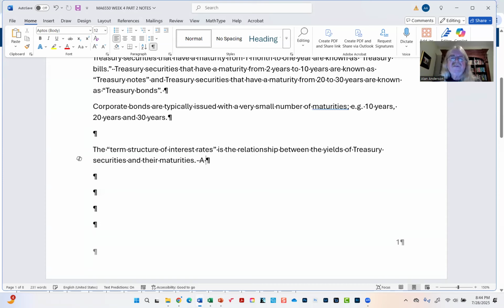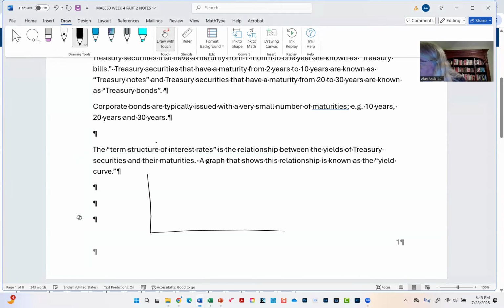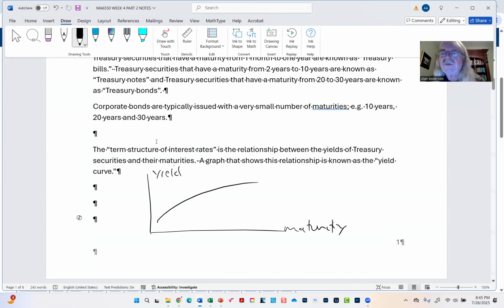And then a graph that shows this relationship is known as the yield curve. Okay. Now, throughout history, most of our history, at least going back to the beginning of the 20th century, yield curves typically were upward sloping. But you know what? In recent years, that hasn't always been the case.